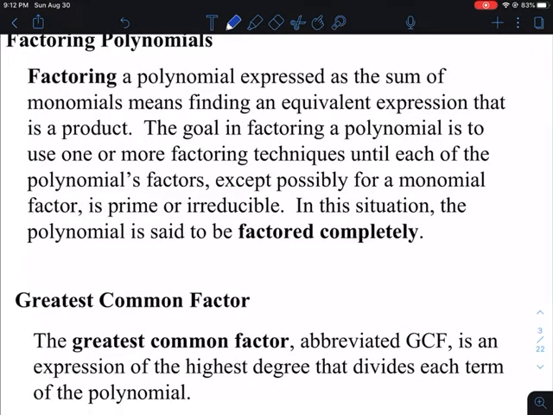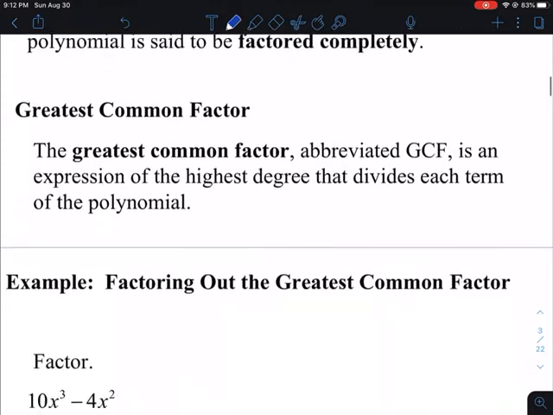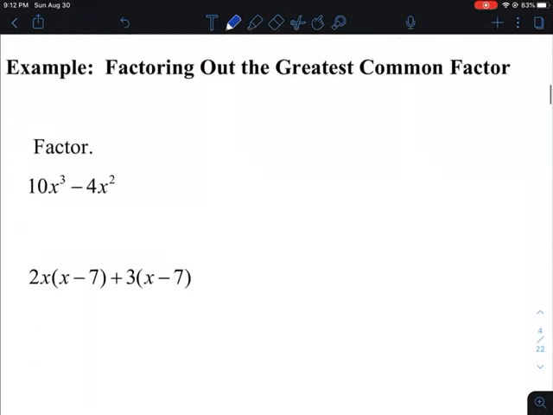The greatest common factor, abbreviated GCF, is an expression of the highest degree that divides each term of the polynomial. So for example, factoring out the greatest common factor, look for that GCF first. If we have 10x^3 - 4x^2, we're looking at what's in common. If I have a 10 and a 4, they're both even numbers, so I can factor out a 2, and there's nothing bigger than a 2.